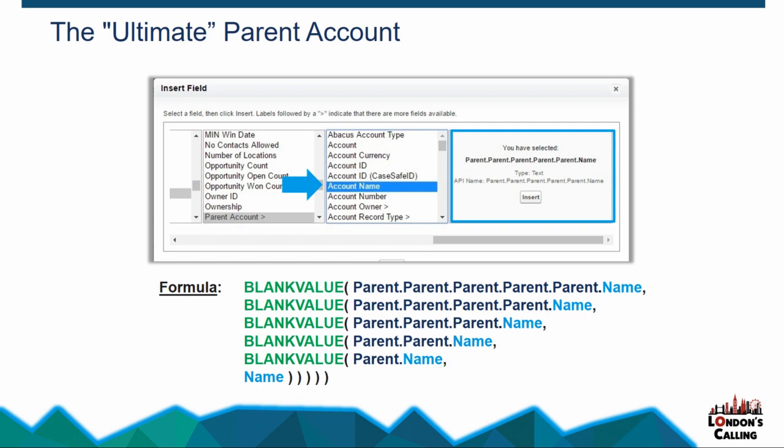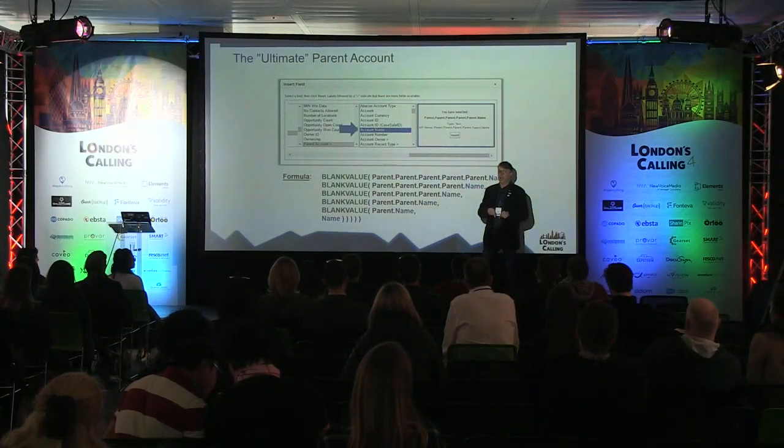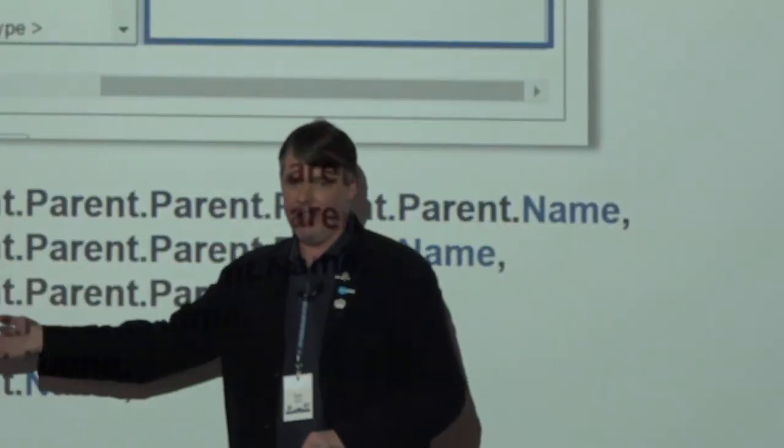And I went up to the parent account and got that account name. But I don't know if that's going to be blank or not. So I opened up another BLANKVALUE inside of that, and I went up 3 levels. Then I opened up another one and went up 2 levels. Then I opened up another one and went up 1. And I figured if I've gone all the way up and down through all those steps, and there is no parent account, then I probably am on the parent account. So just give me the account name.